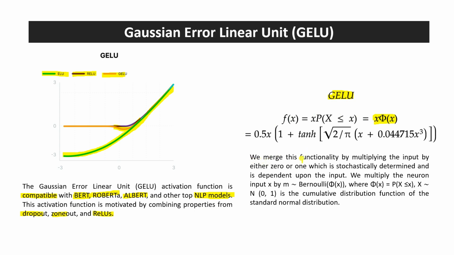And we merge the functionality by multiplying the input by either 0 or 1, which is stochastically determined and depends upon the input. And we multiply the neuron input x by the Bernoulli, where this Bernoulli is nothing but called P(X <= x), and X is nothing but 0 to 1. That's we need the cumulative distribution function of the standard normal distribution. You can just go on Google and search for that. About that, we have the tanh, and we have this one. The equation is nothing but called the Bernoulli equation, and we have the 0.5, and we have a certain value here. Okay, so now I am simply going to implement this GELU activation function.